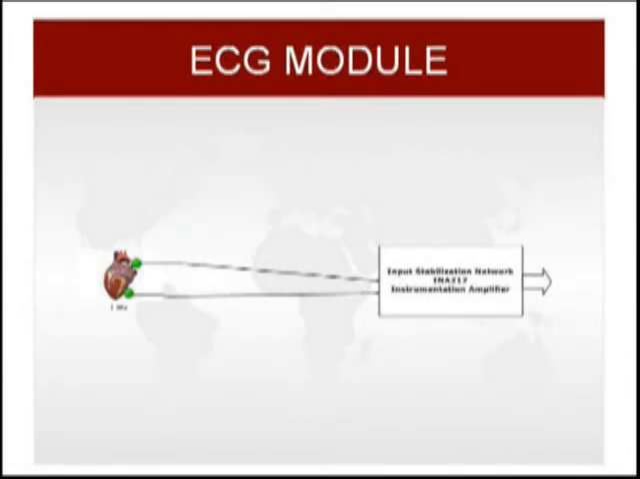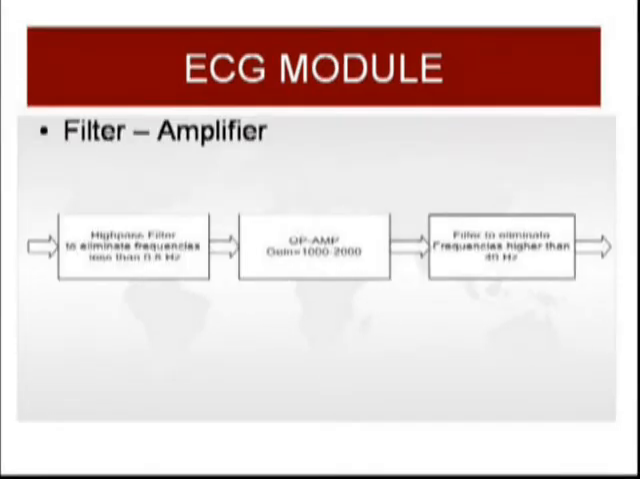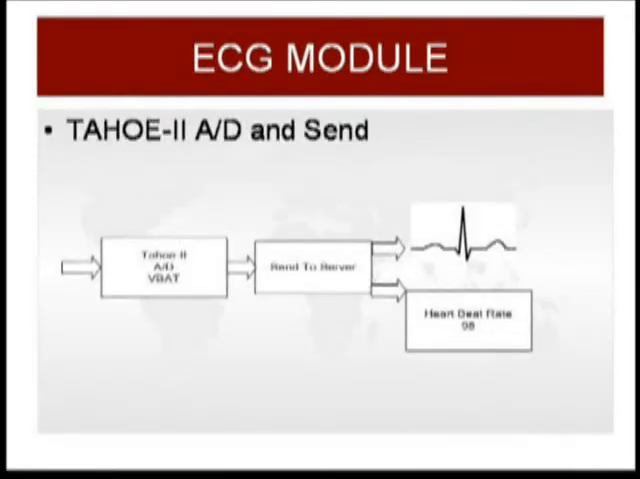By using an instrumentation amplifier, we made a stabilization network and passed the signal to the next block. In this block, we used high-pass and band-pass filters to get the right frequencies and amplify the signal. Then we connect the output signal to the TAUE2. With the analog to digital converter in the TAUE2, we change the analog signal to digital and then send the result to the server. The server can draw the ECG signal, calculate heart beat rate from this ECG signal, and show them.